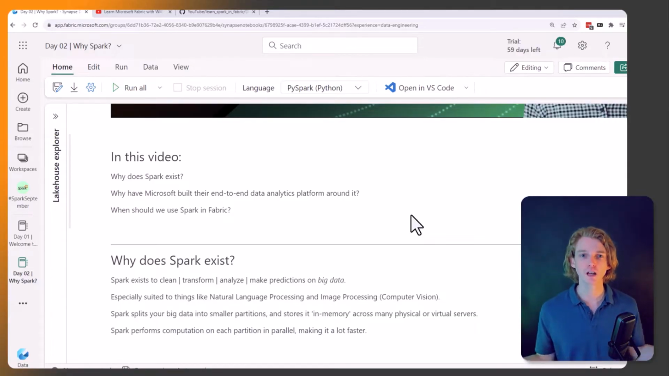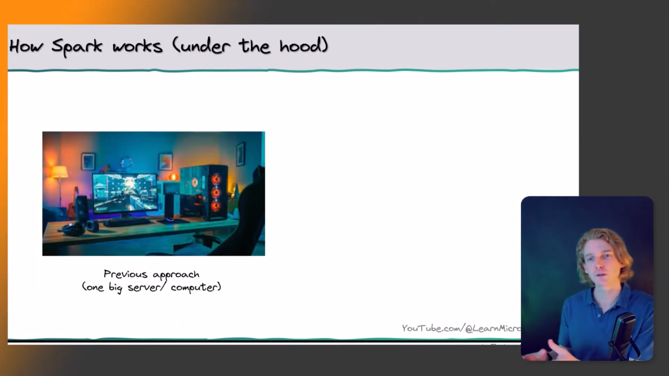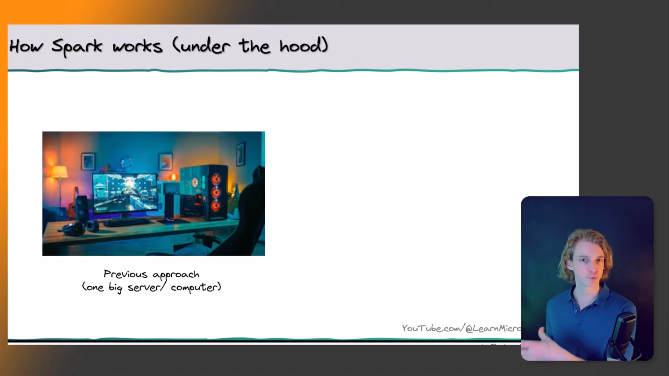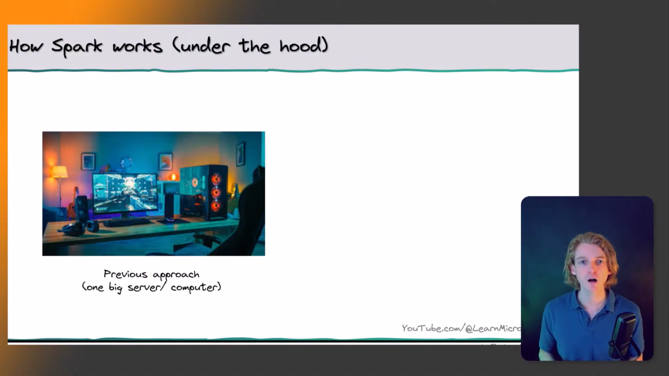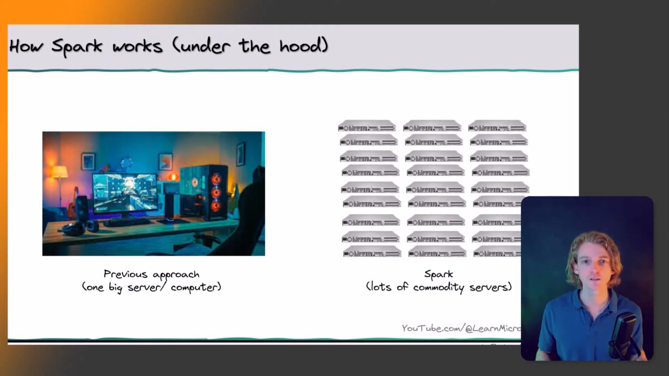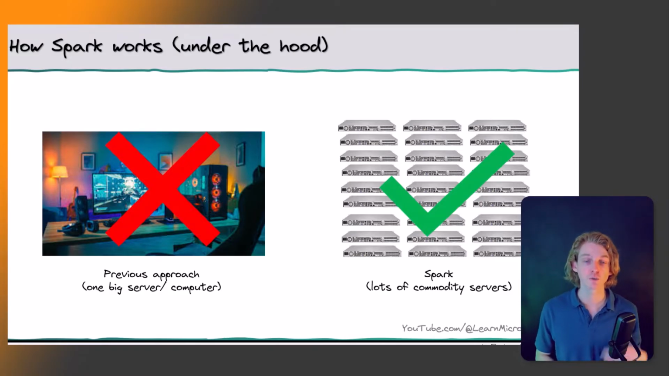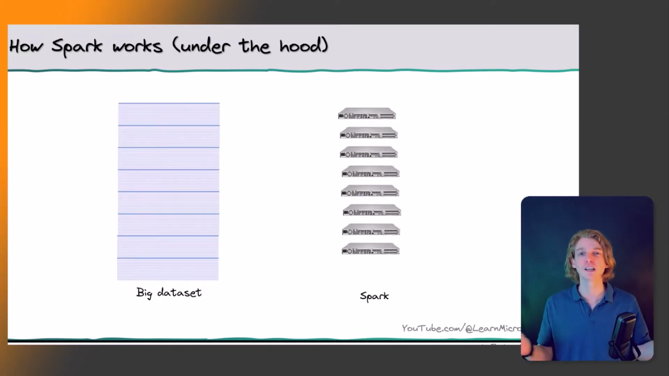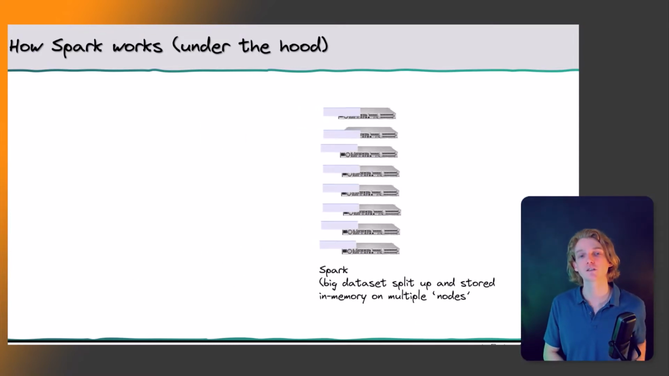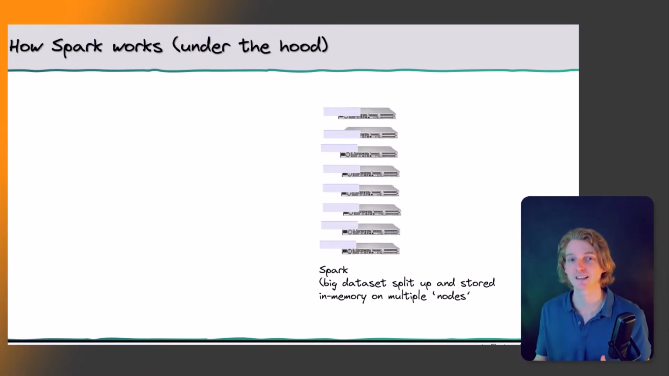And the way that it works under the hood is, instead of having one really big computer with lots of processing power, the whole idea behind Spark is to distribute that computation power across lots of different computers. So if you have a really big data set, it will split that data set up into various parts, and it will store each part on a separate server. And it stores it in memory. When we store data in memory, it means that it can be accessed very quickly, and we can do calculations on it very quickly.